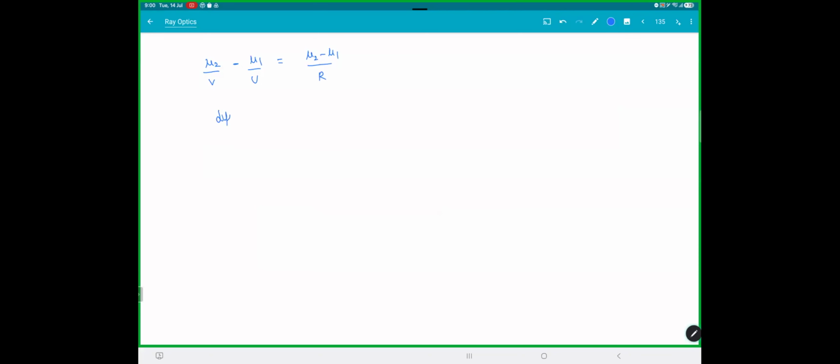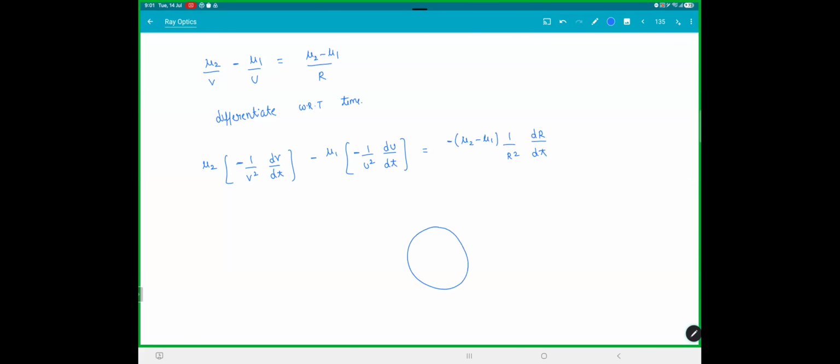Differentiate with respect to time. This is what we did in the mirror formula, if you remember. This would be minus mu2 by V square dV by dt plus mu1 by U square dU by dt. RHS will be 0, but I can write it down if you want: minus of mu2 minus mu1 by R square dR by dt. Now here the radius is not changing, but they can ask a problem like this. They will say there is a water drop and this water drop's radius is increasing with time. So you can play a game like that. Then the R also will come into the picture. Now, here we are not doing it, but this term would be 0 because we are taking R as constant.